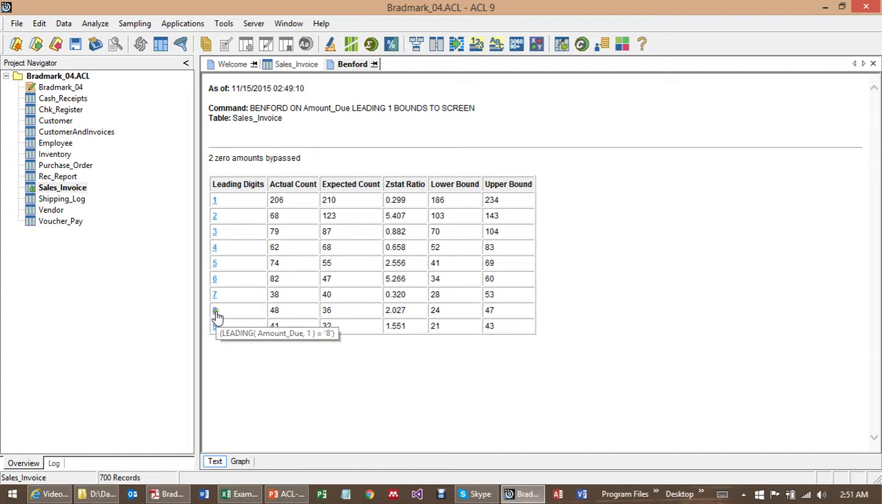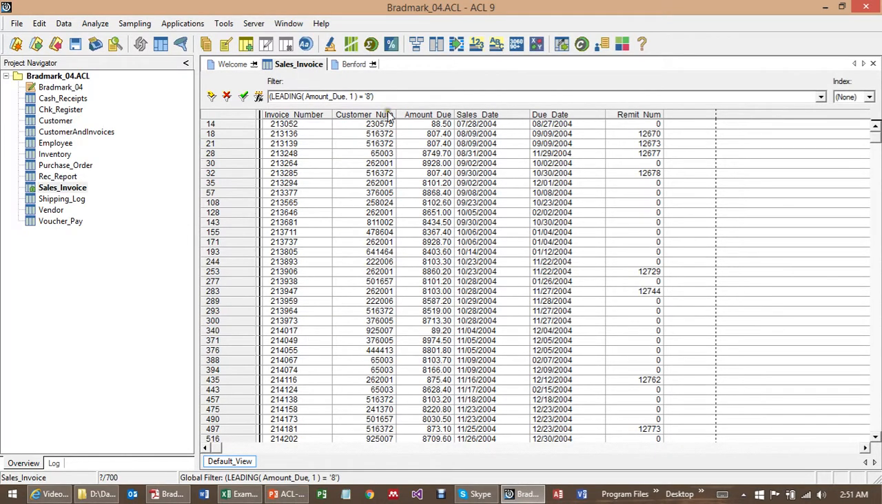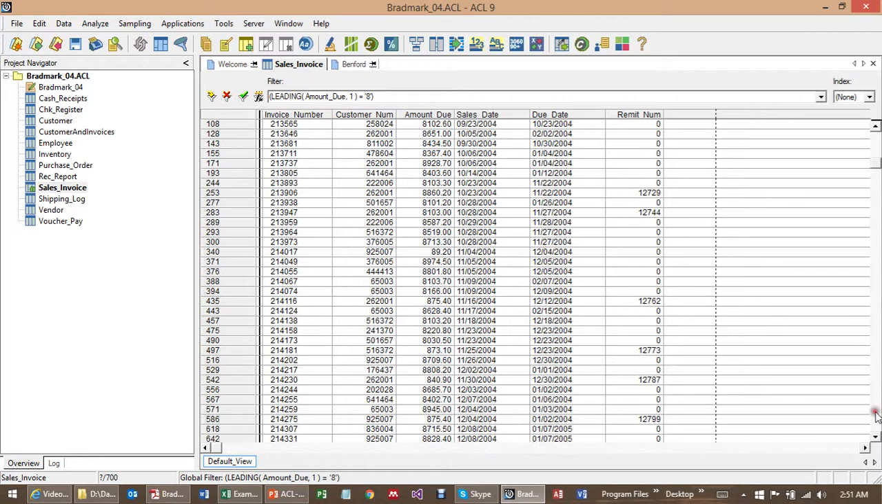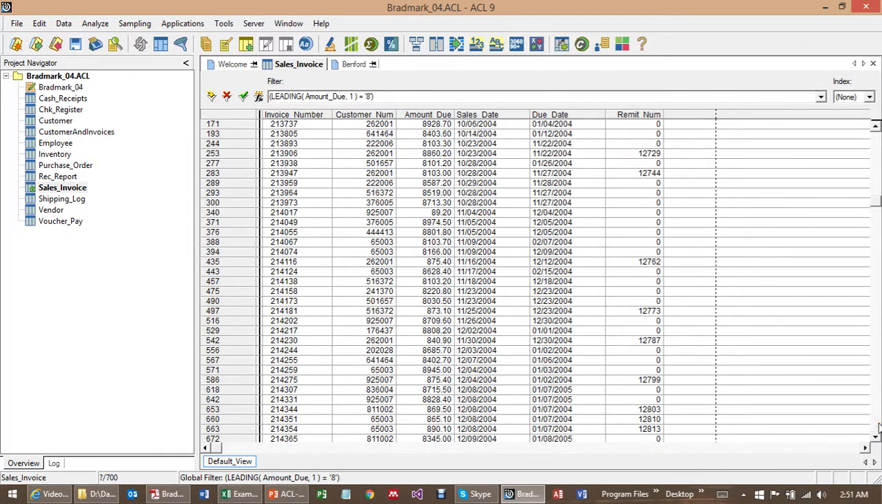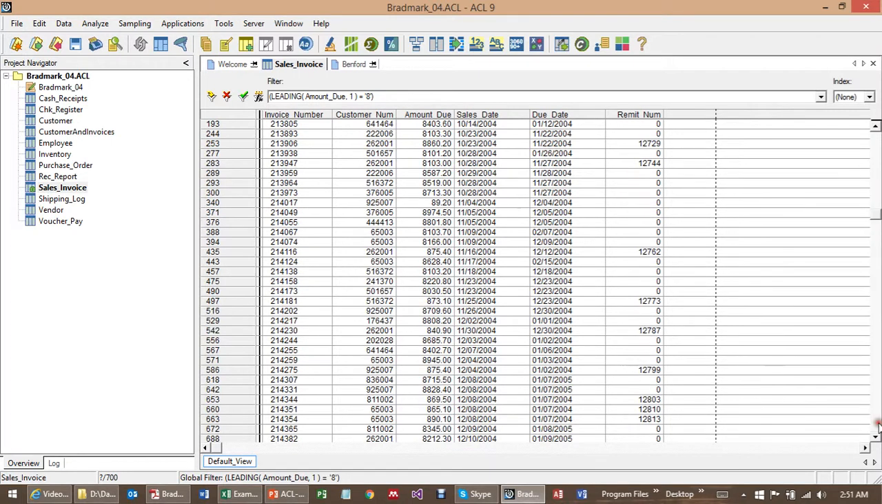So if we click on one of those, we get all the transactions that are outside the limits or do not match the Benford analysis, and there's 82 of them. So we can go and look for those and examine the paper documentation to see if these amounts were transposed wrongly.